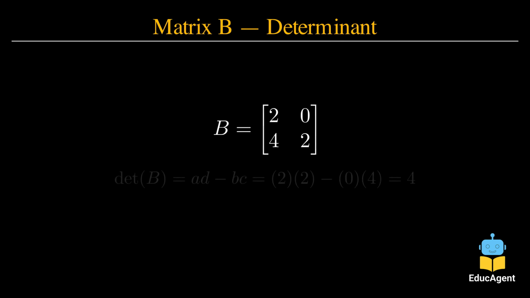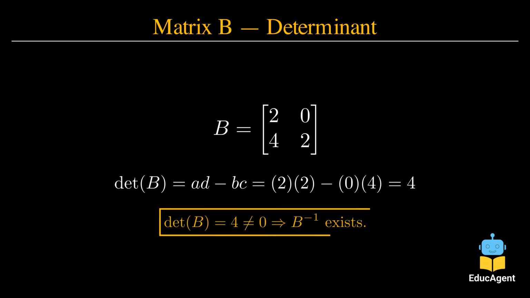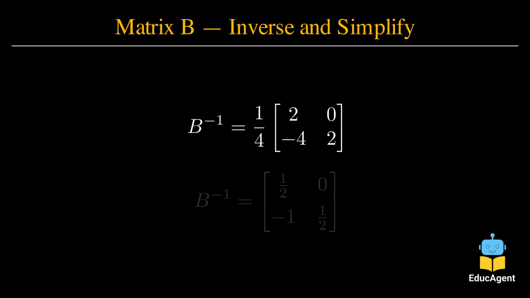For B, the determinant is 4, so it's invertible. Now the same inverse recipe. Swap the diagonal 2 and 2, no change, negate the off-diagonals, then divide by 4. After simplifying, we get a lower triangular inverse, nice and structured.